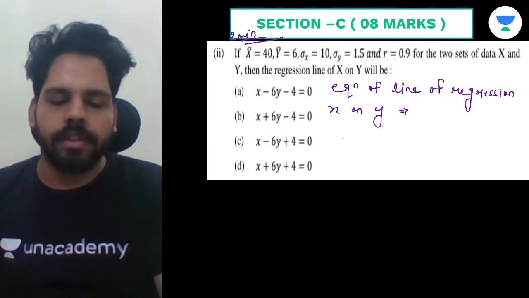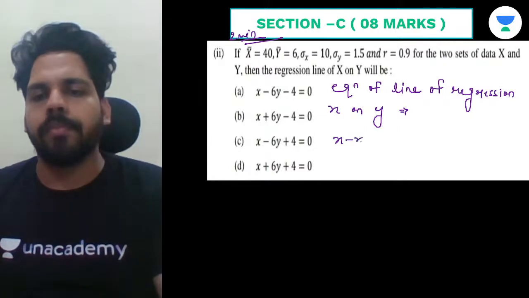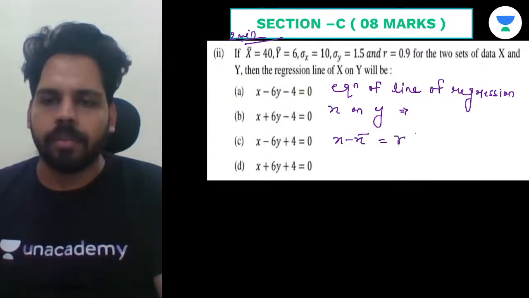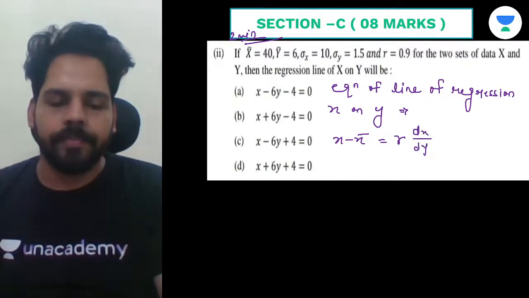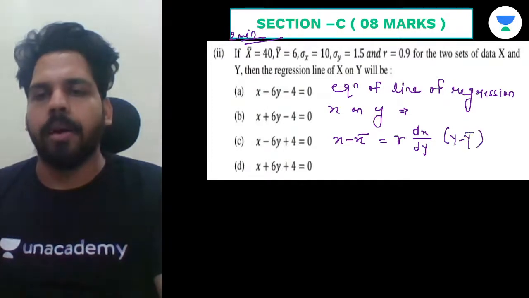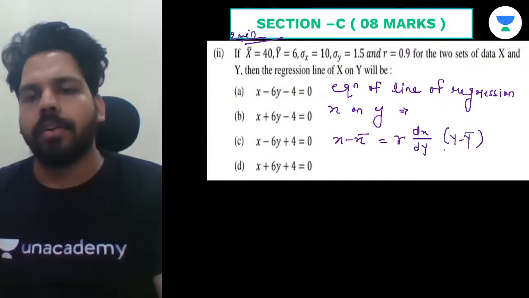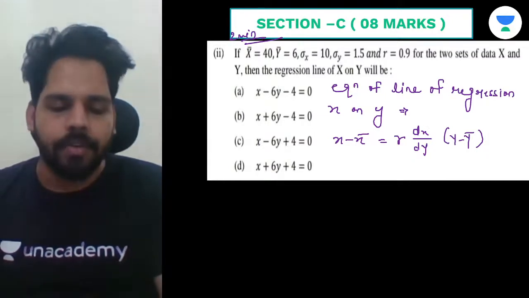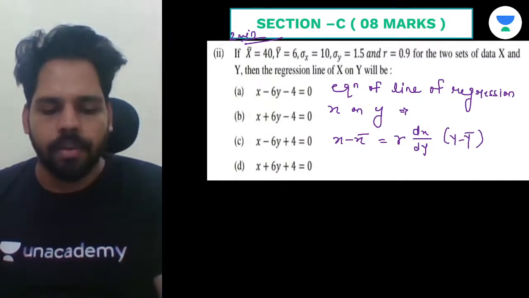That will be x minus x bar is equal to r dx upon dy into y minus y bar, right or not? Or you can write this as sigma x upon sigma y also. Dx upon dy can be written as sigma x upon sigma y also.